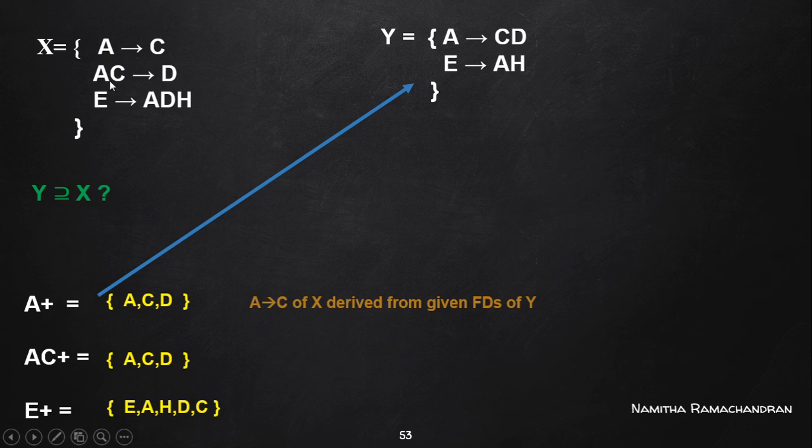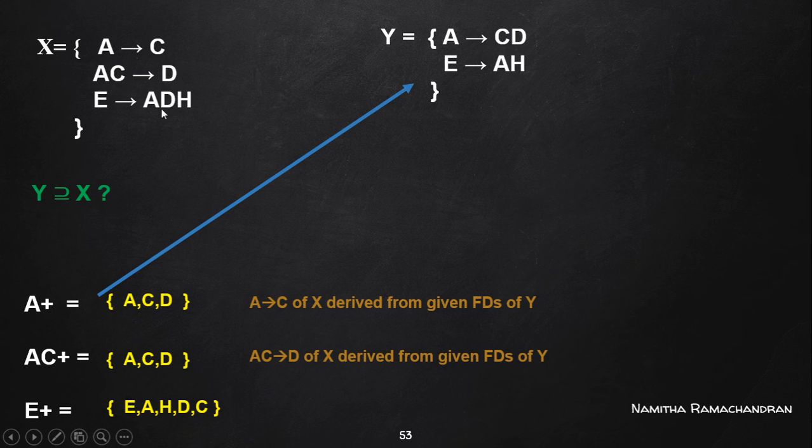So move to the closure of this AC closure. Okay, so the presence of this D here in the closure set of this AC indicates that the dependency AC implies D of our X is derived from the given dependencies of our superset Y. So this is also derived using this Y. Now check. The third dependency in set X is E implies ADH. Okay, so move to the closure of E.